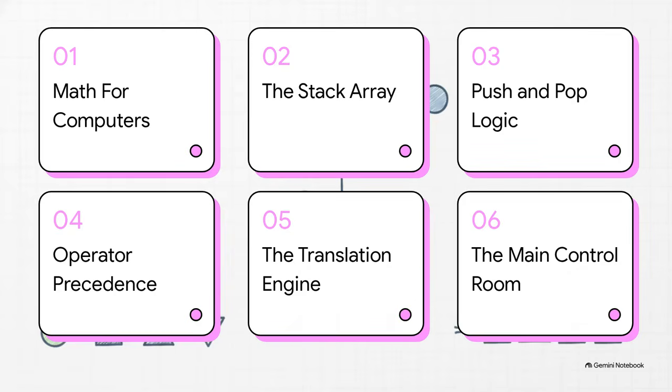To really wrap our heads around this code, we'll navigate through our Translators toolkit in 6 distinct parts. We'll start with translating math for computers, then look at the stack array, push and pop logic, operator precedence rules, the translation engine, and finally, the main control room.